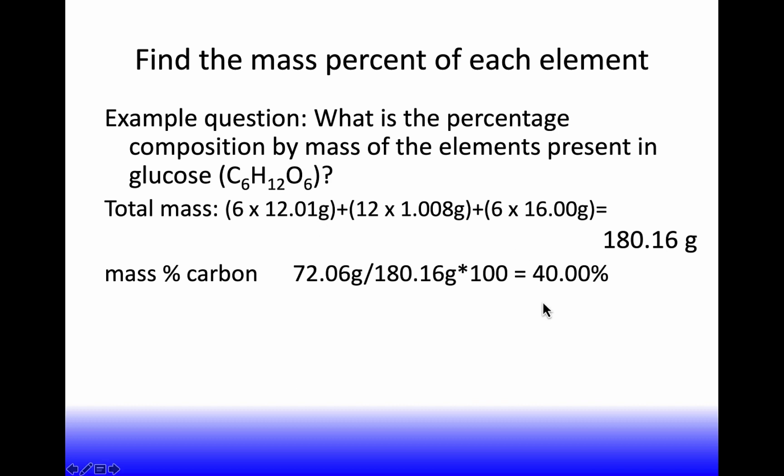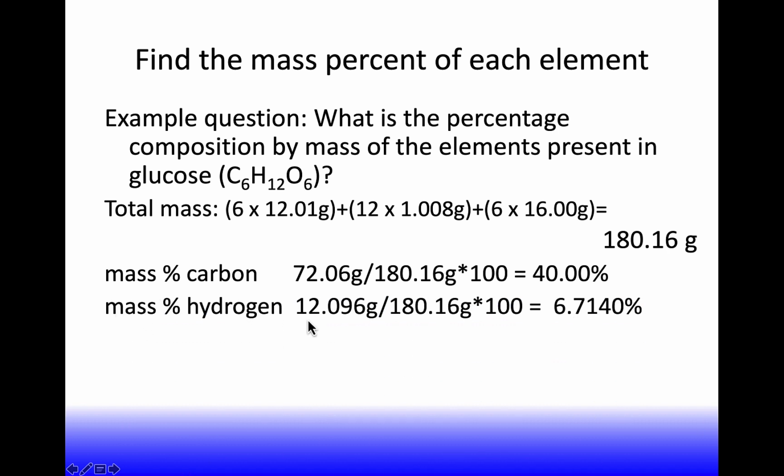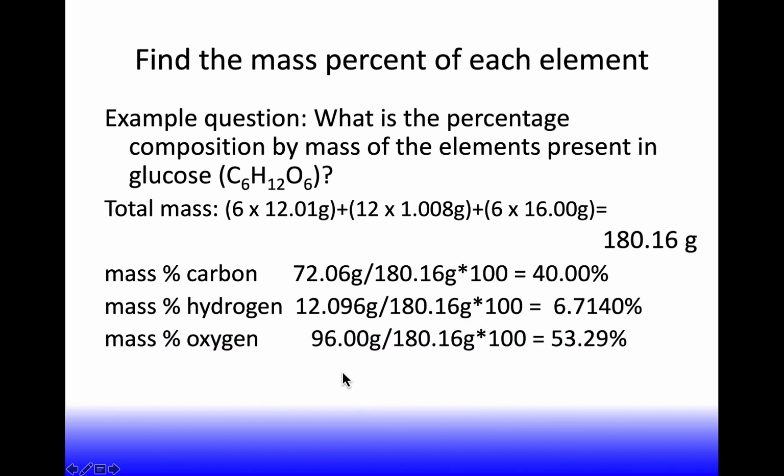That's going to be the denominator of our fraction. Okay, denominator down here, right? We have to find the individual mass of the carbon, divide it by the total, times 100. It turns out to be 40%. For hydrogen, we find the total mass of the hydrogen, divide it by the total times 100, and it's 6.7140%. Where does the 5 sig figs come from? This has 5, this has 5. And then we do percent by mass of oxygen, and we come up with 53.29%.